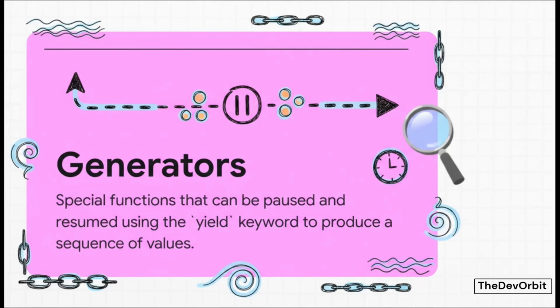And then we have generators. Now these are kind of mind-bending but really powerful. A generator is a special kind of function that you can pause and then resume later. You use the yield keyword to pause it and send a value out. Then, later on, you can pick it up right where you left off. This lets you do some really advanced stuff, like creating your own custom iterators for complex data, or managing really tricky async flows step by step.